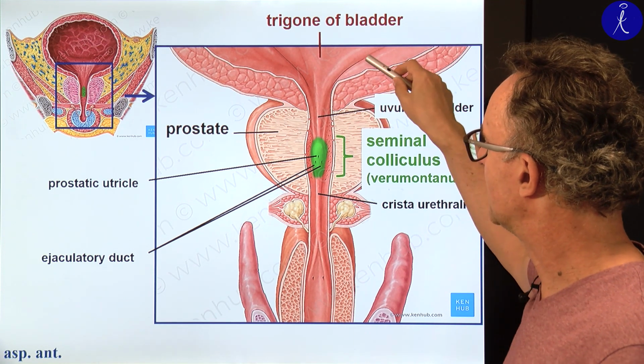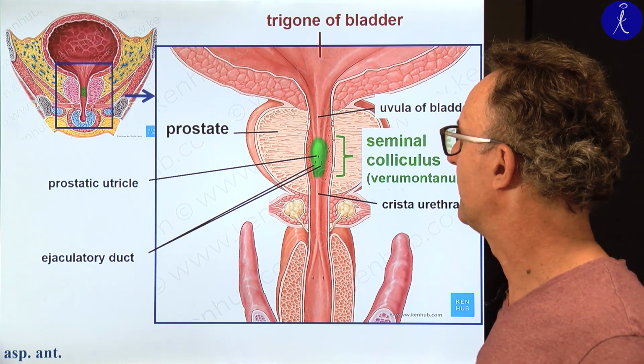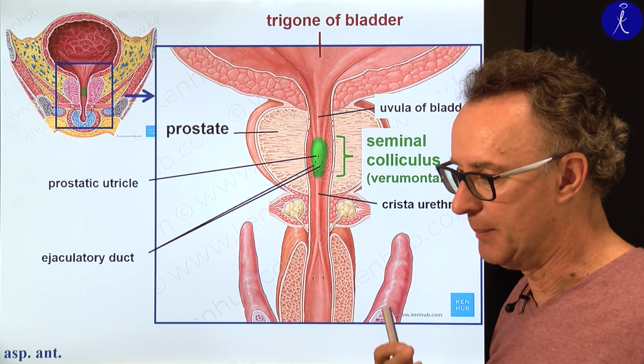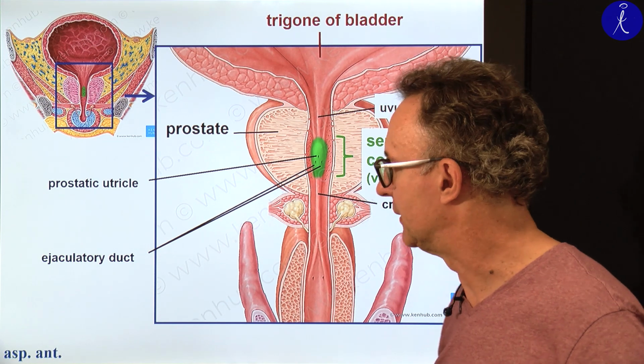The trigone of the bladder is a very special part of the bladder in development. This is the only part which is originally from mesoderm, compared to the rest of the bladder epithelial lining at least, which is from the endoderm of the urogenital sinus.